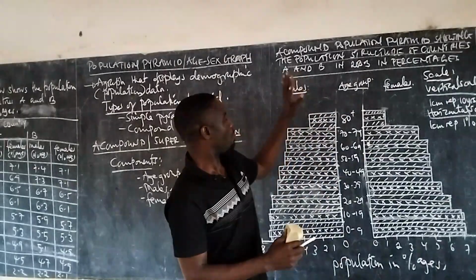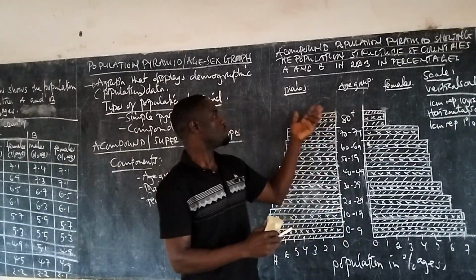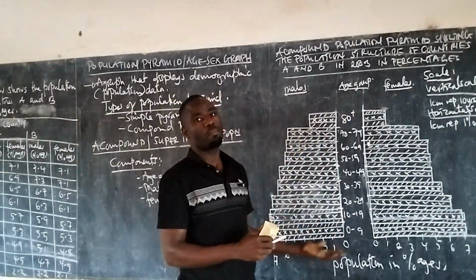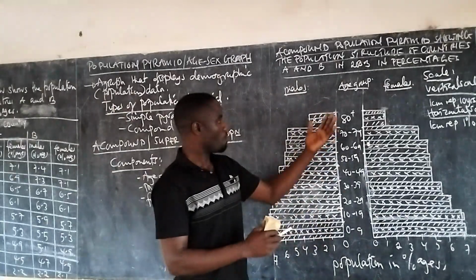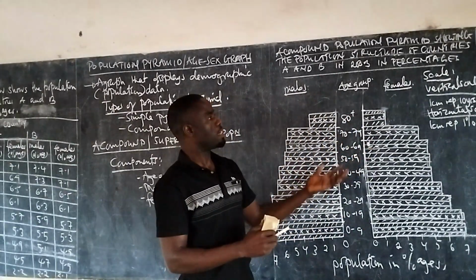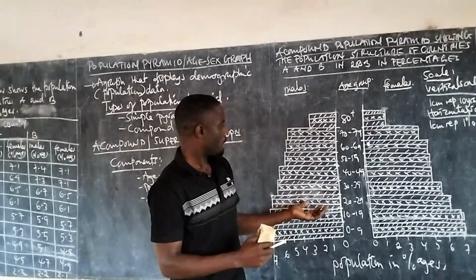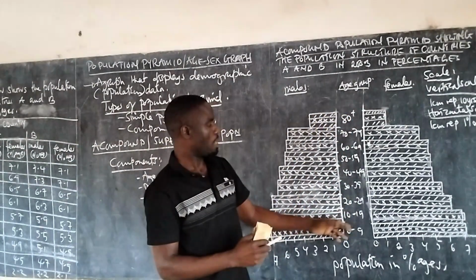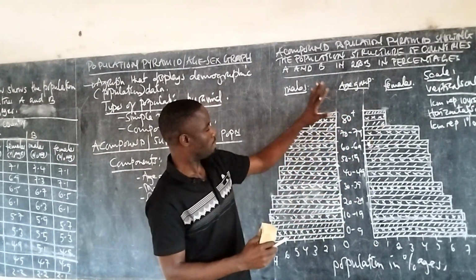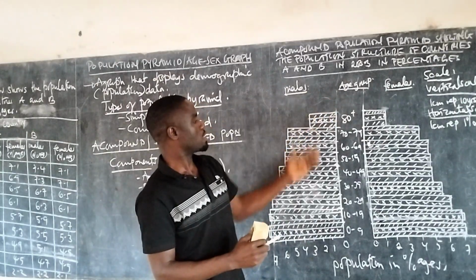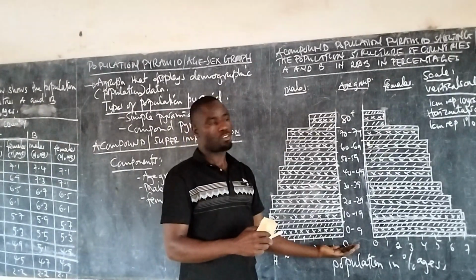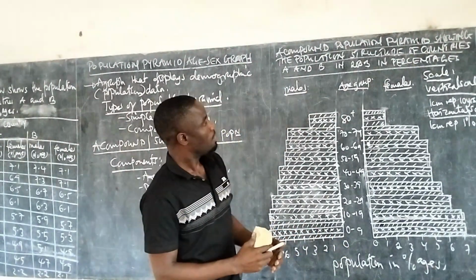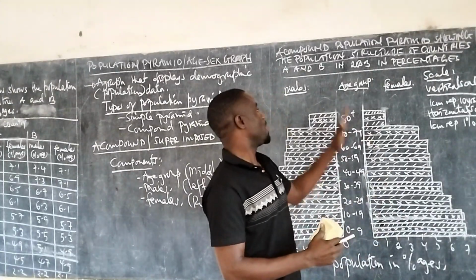The advantages of using a population pyramid: it is used for comparison purposes. Here you can see we can compare the demographic data of two countries. It can be used to portray population characteristics. We can get the population characteristics from this graph. When you use colors, it gives a very good visual impression. So that marks the end of today's lesson.